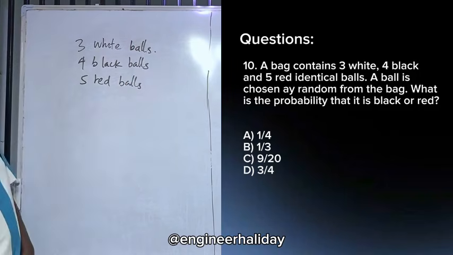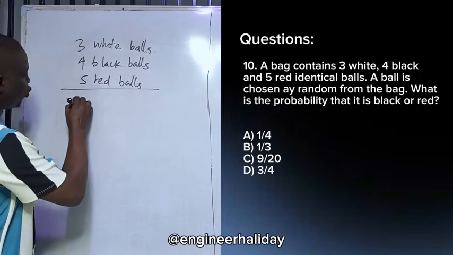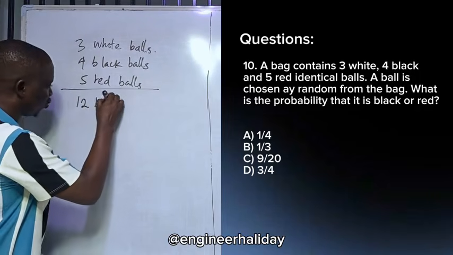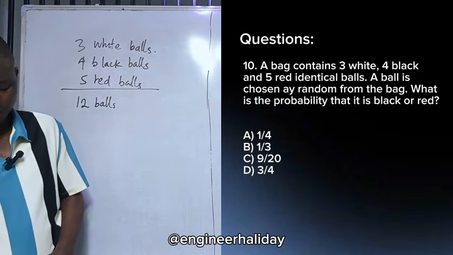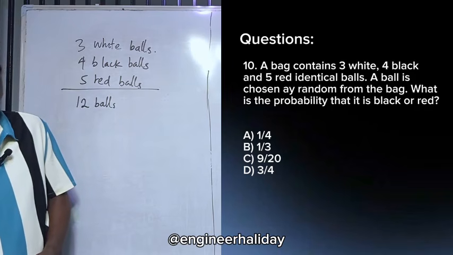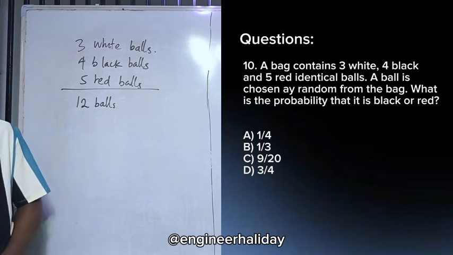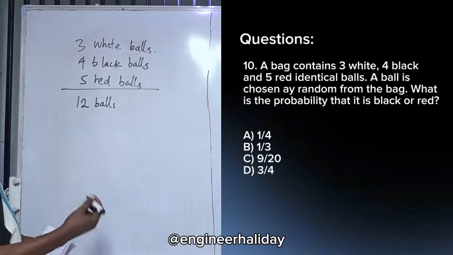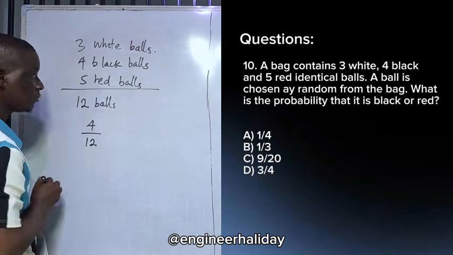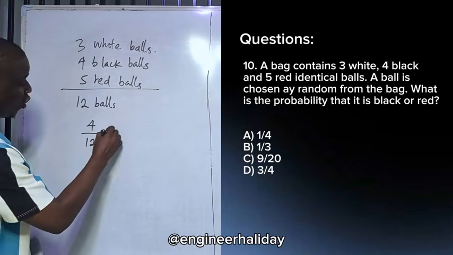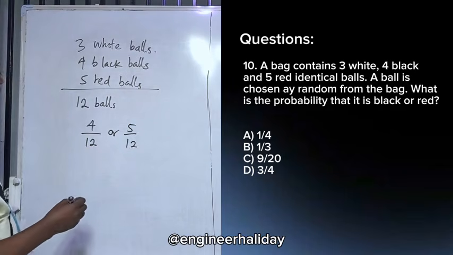Now, the total balls in the bag is 12 balls all together, irrespective of their colors. Now, you say a ball is chosen at random from the bag. What is the probability that it is black or red? If it is black, you are choosing at random, it will be 4 over total, 4 divided by total balls. Or red, it's 5 over total.